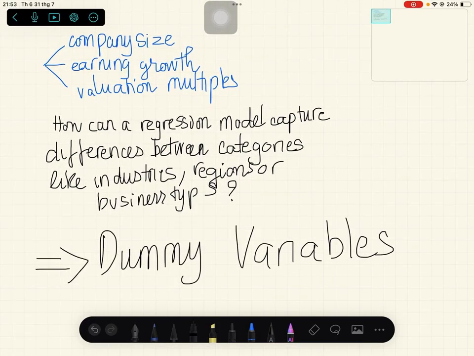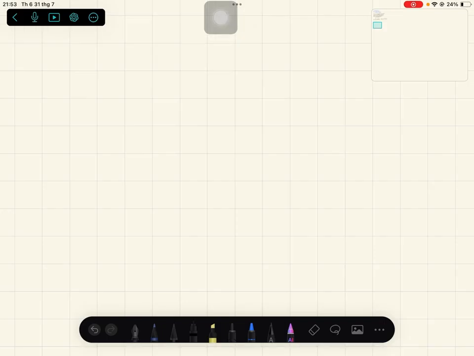Today we will understand not only how dummy variables work mathematically, but also how investors and analysts use them to improve financial models. Before we talk about dummy variables, we need to understand the problem they solve. A regression model is basically a machine that looks for relationships. It asks: if X changes, how does Y respond?